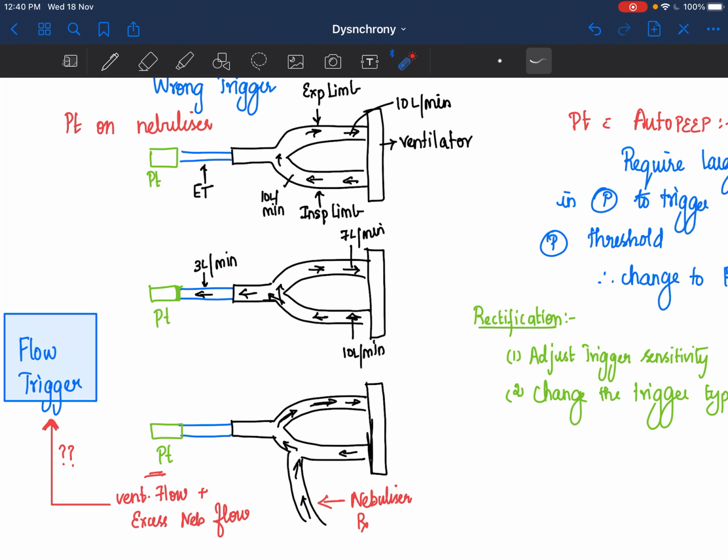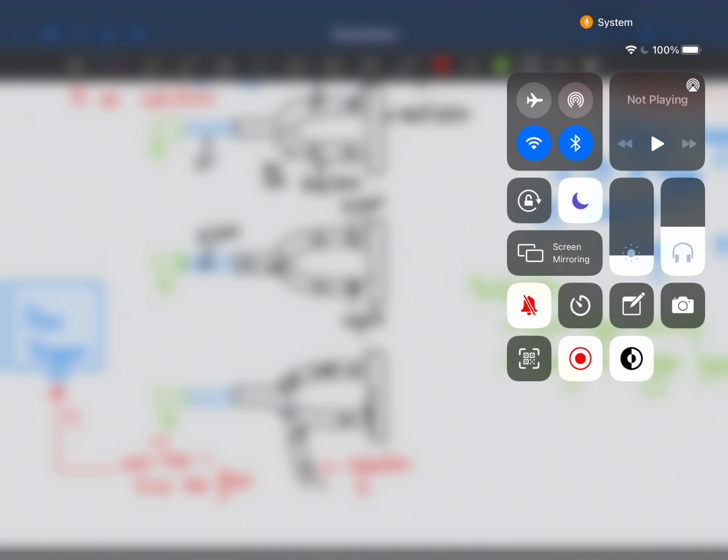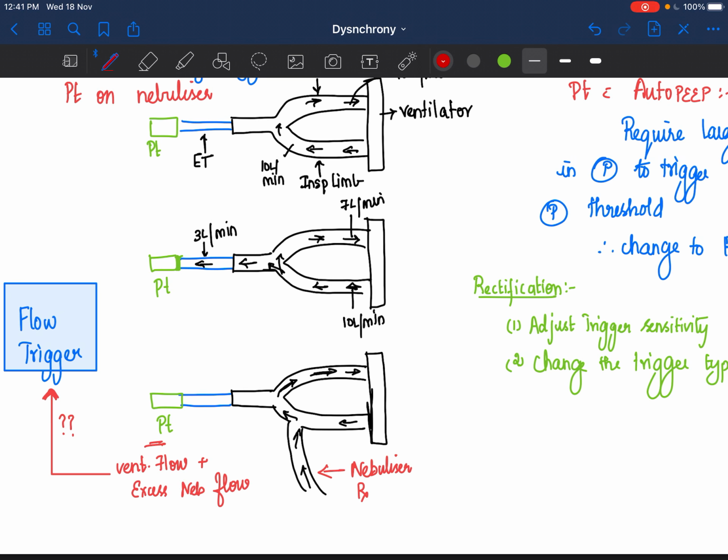I hope you are following till now. So imagine a situation where the patient is receiving a nebulizer. Let's say you are giving the nebulizer at a minimum of 5 liters per minute. What happens in that case? You have this 5 liters adding on to the 10 liters from the inspiratory limb. Am I right? So the limb is actually receiving 15 liters per minute.